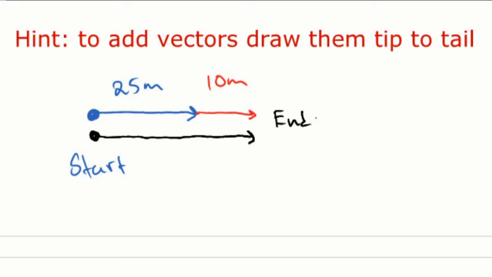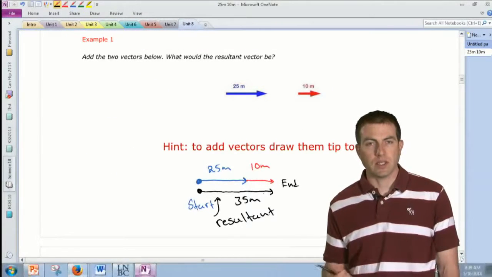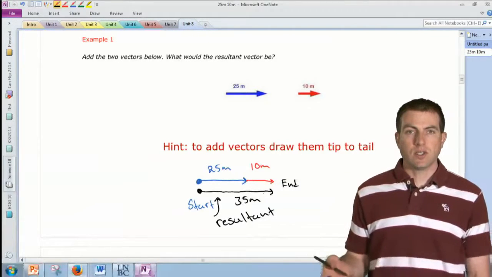Now, in this case, the black arrow, which we're calling the resultant, kind of sounds like result. Think about it in terms of math. How long is the black arrow? If I started, moved 25 meters, then moved another 10 meters, my resultant in this case is 35 meters. Perfect. Like I said, these are going to start very basic, and then we'll get more and more complex as things go. But the resultant is 35 meters.